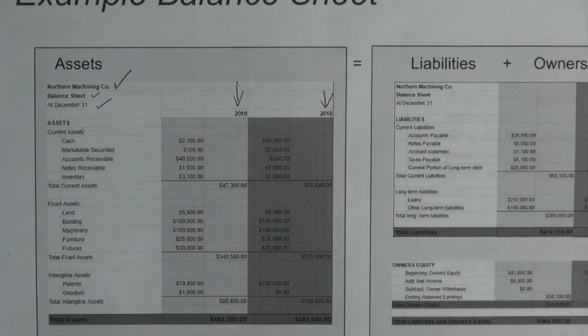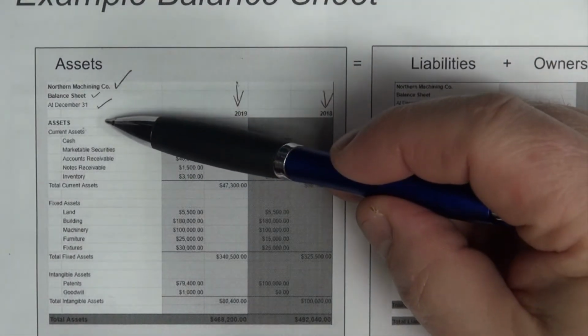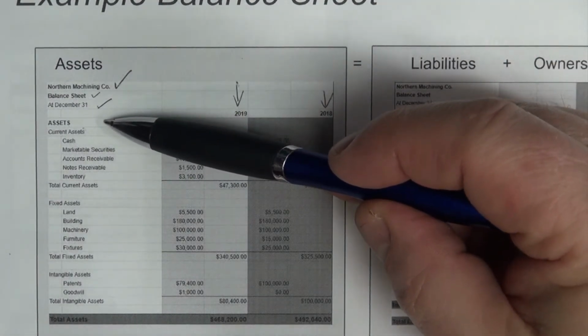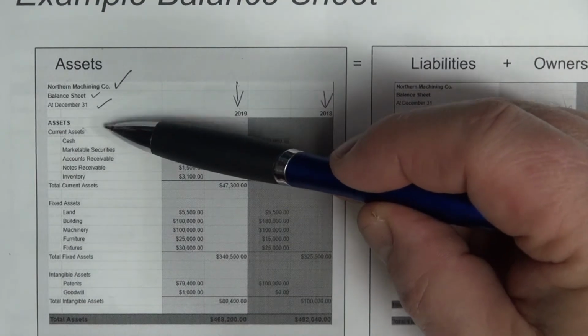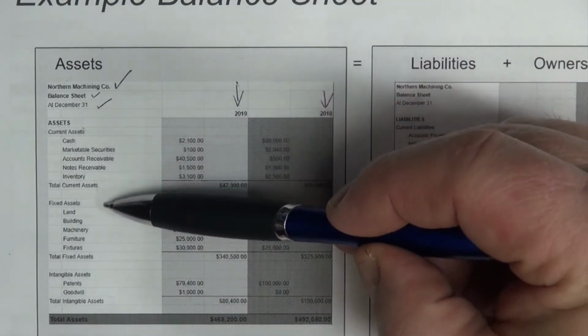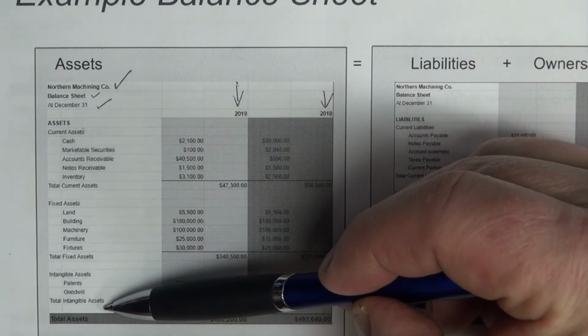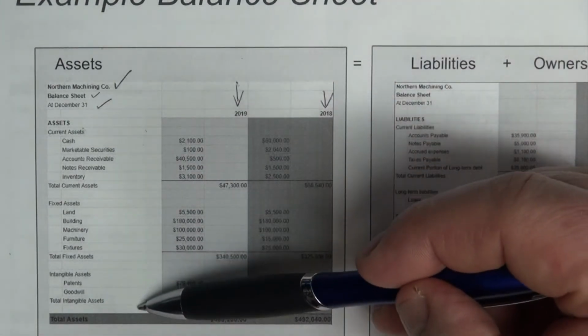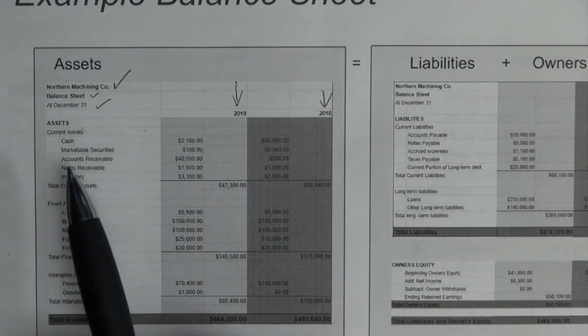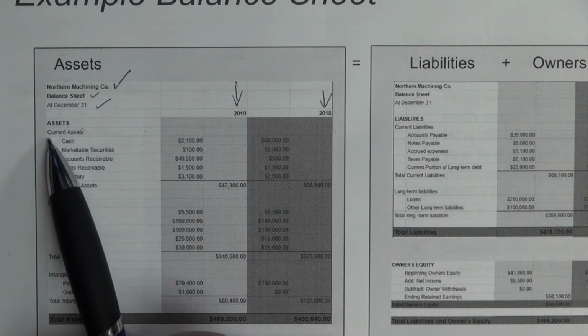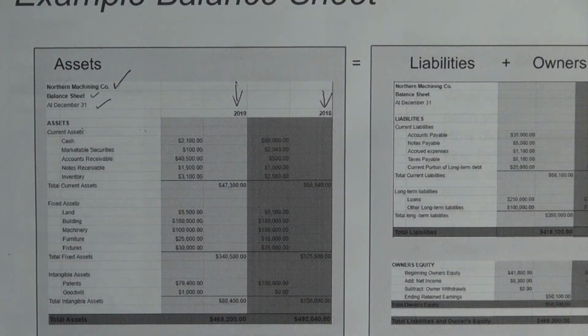It's normally presented in a format that takes the most liquid assets. What we mean by liquid is that they can be turned into cash within a relatively short point in time. The most liquid assets to the least liquid assets. So it rolls down through most liquid to least liquid. In this particular case, you'll see a grouping called current assets. Current assets are assets that can be converted to cash within 1 year.